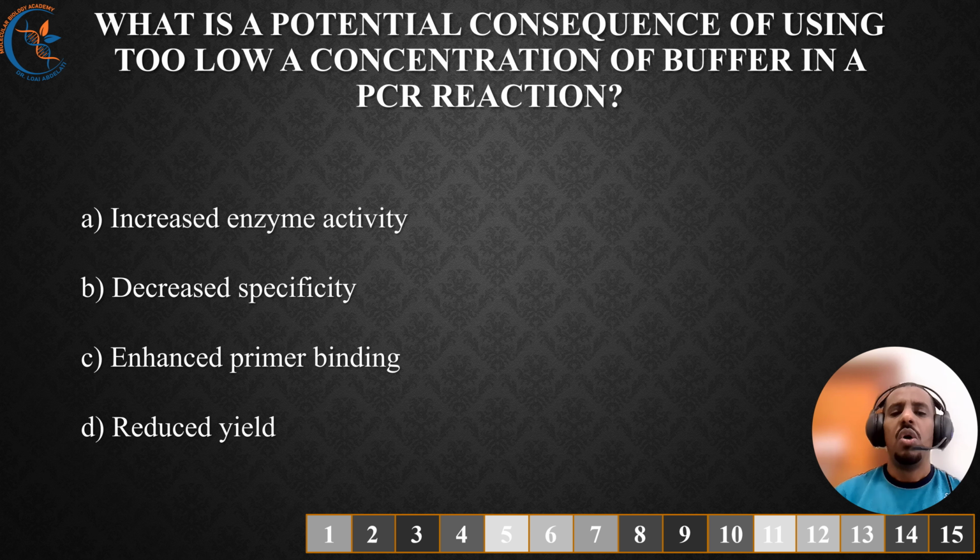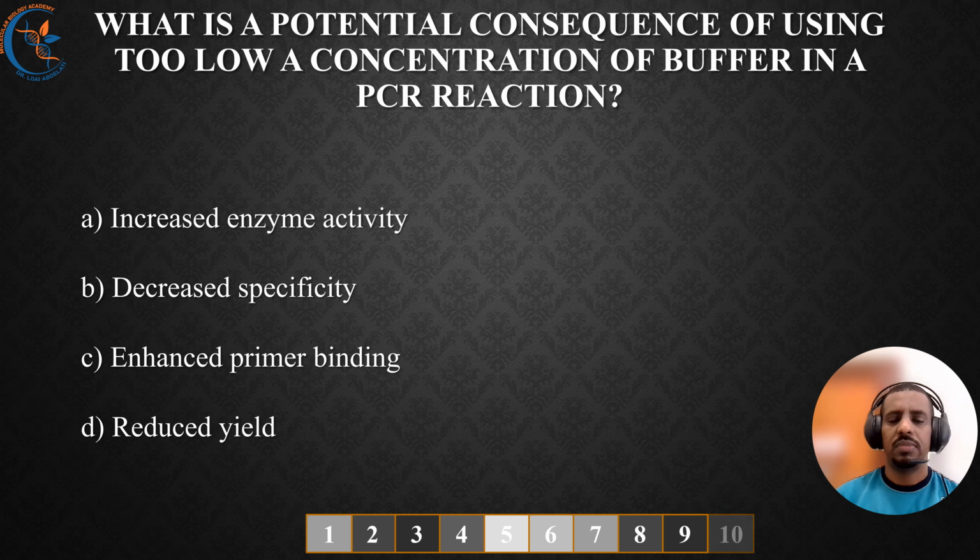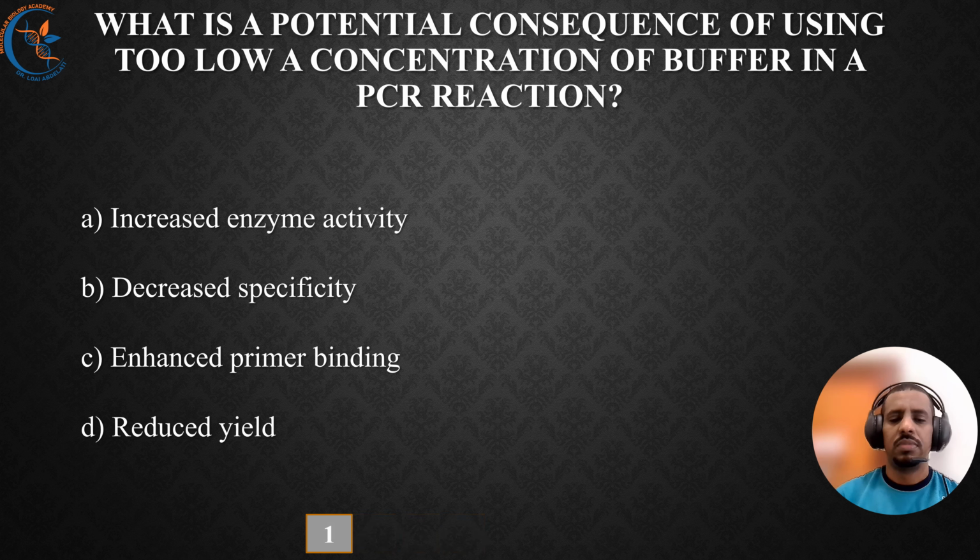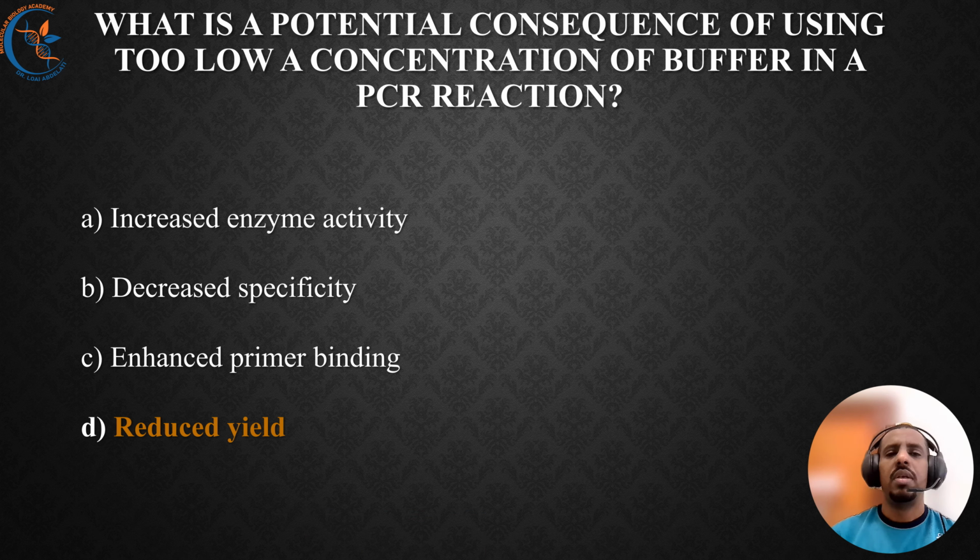Okay, the next question. What is the potential consequence of using too low concentration of buffer in a PCR reaction? The correct answer is reduced yield. Actually, low buffer concentration can result in insufficient ionic strength and suboptimal pH, right? Leading to reduced enzyme activity and lower DNA yields. Let's move on.